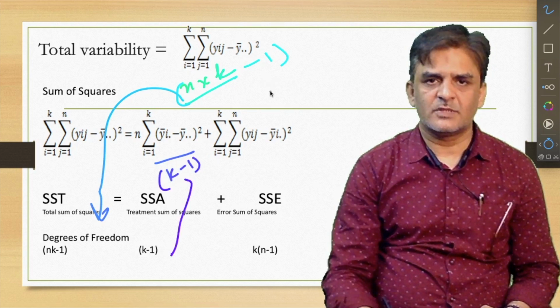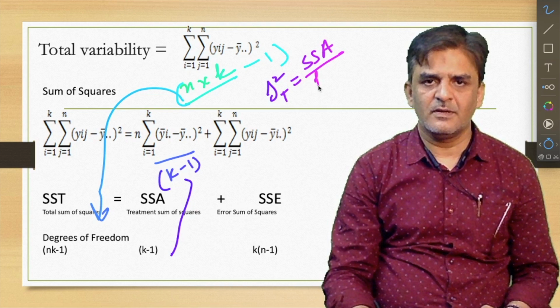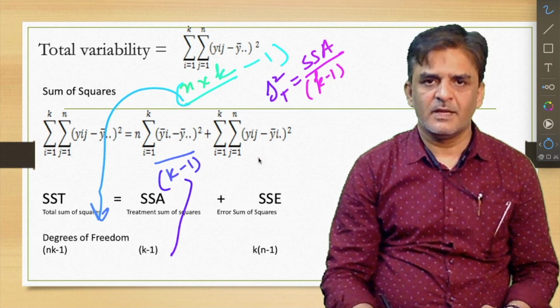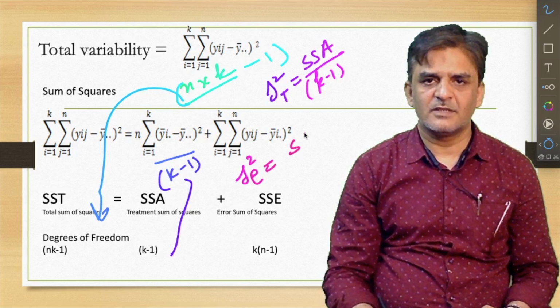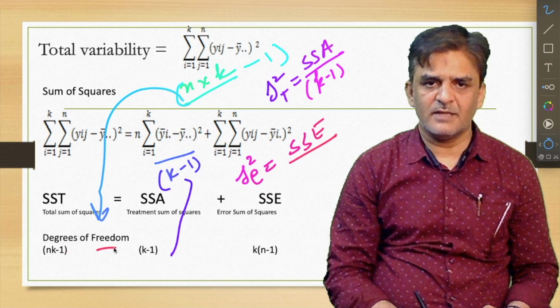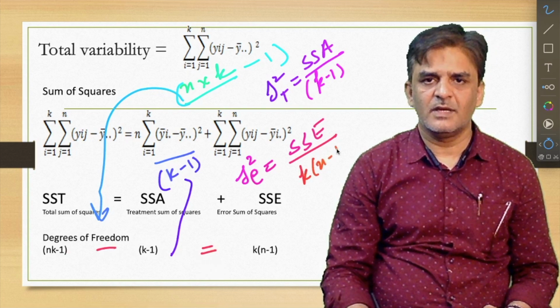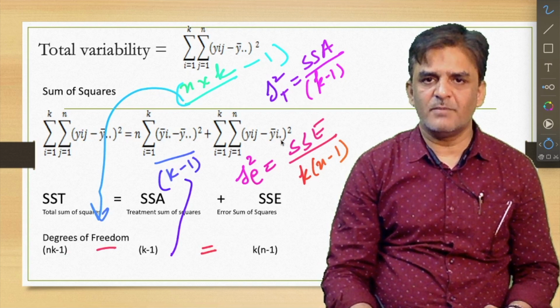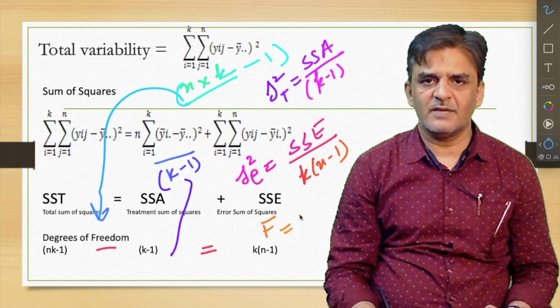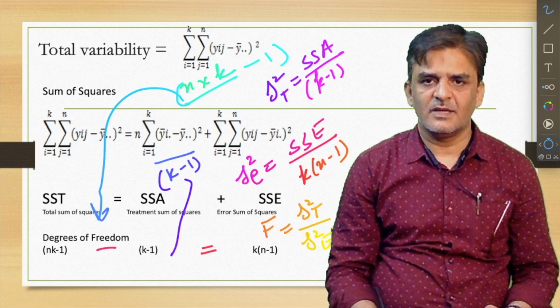So the variance of the treatment will be sum of square of treatment upon k minus 1. And the variance of error will be sum of square of error upon what remains, this minus this, equal to this. So it will be k into n minus 1. So when we compare this, there will be F. F is nothing but mean square of treatment upon mean square of error.